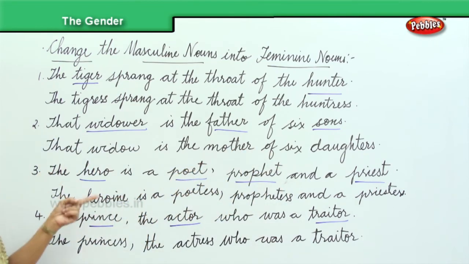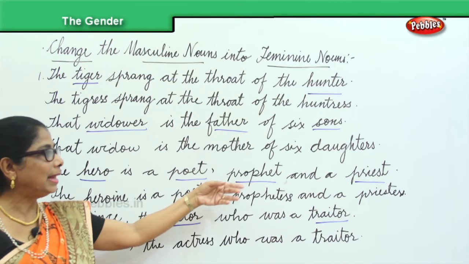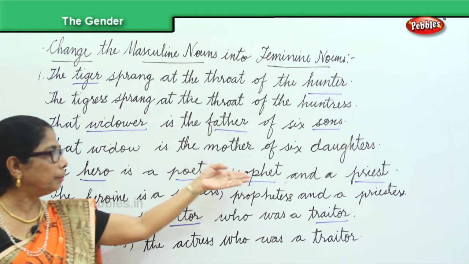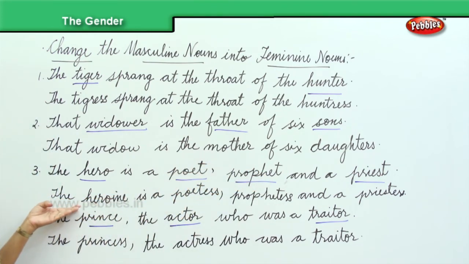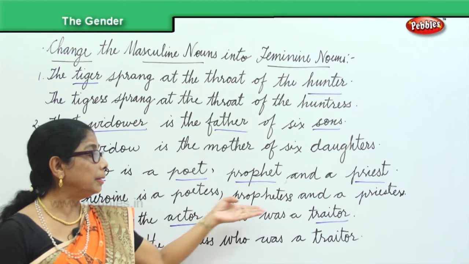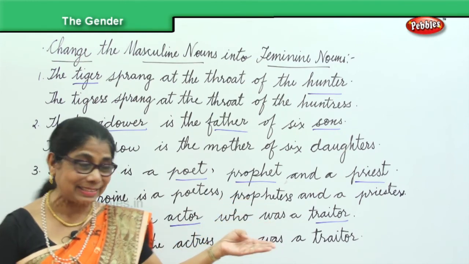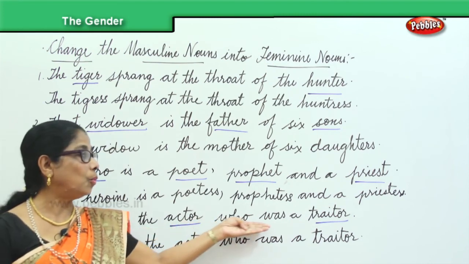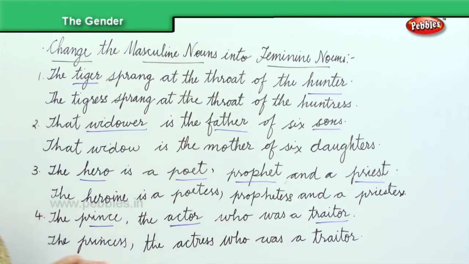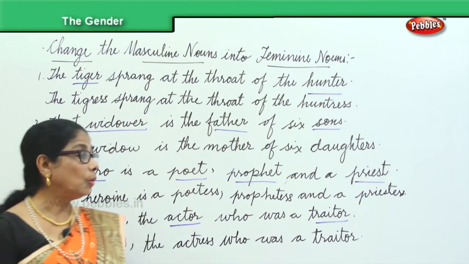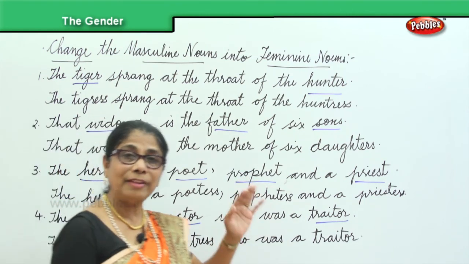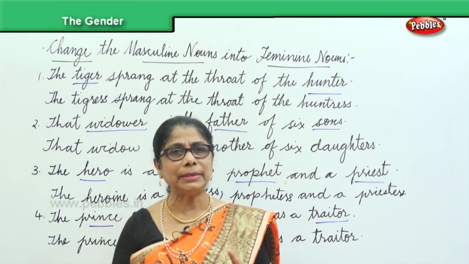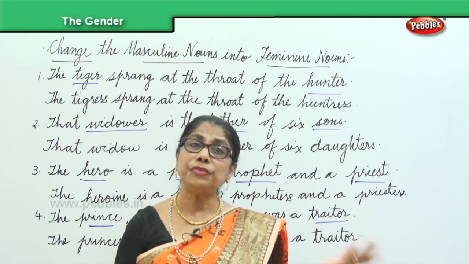Then we have the hero is a poet, prophet, and the priest. So we have hero, poet, prophet, and priest. So the heroine is a poetess, prophetess, and a priestess. And finally we have the prince, the actor, who was a traitor. Then you say the princess, the actress, who was a traitor. So we have now come to the end of the changing of masculine nouns into feminine nouns.